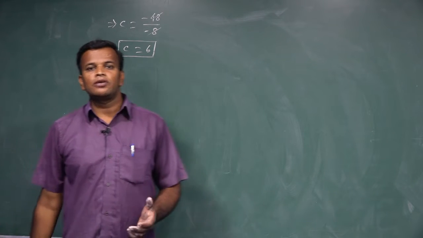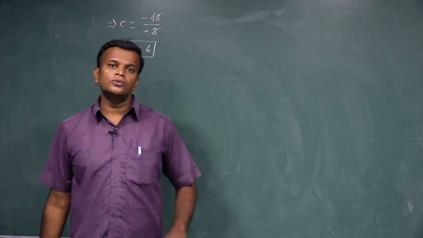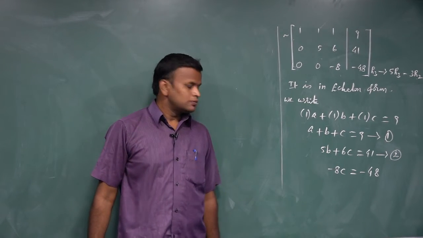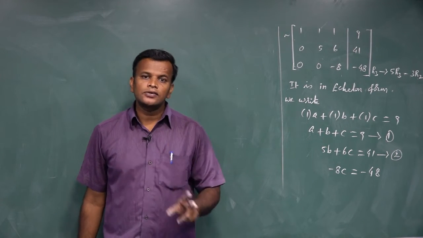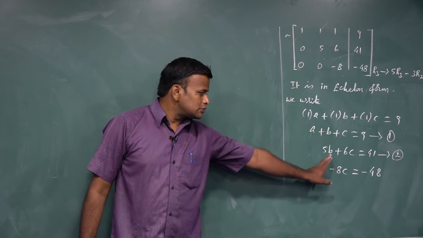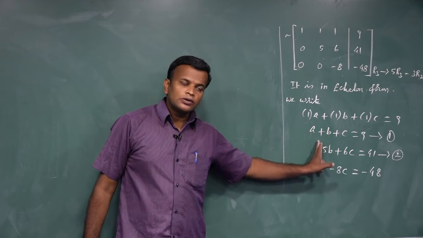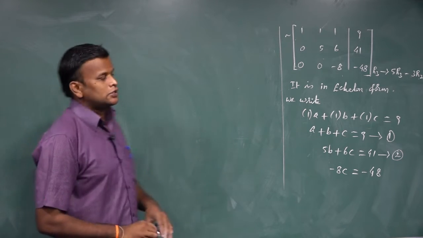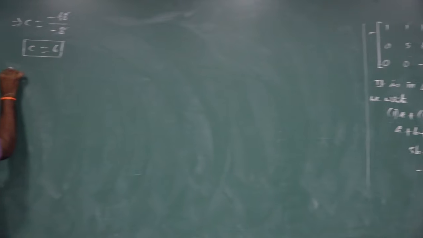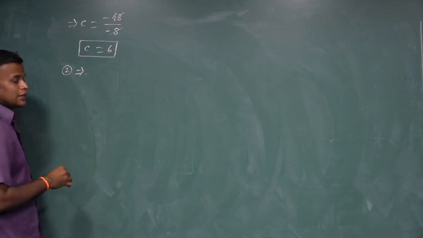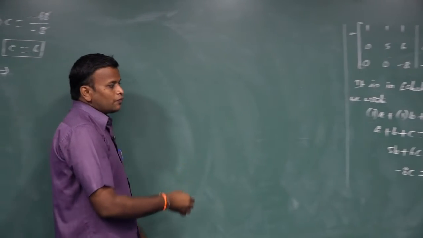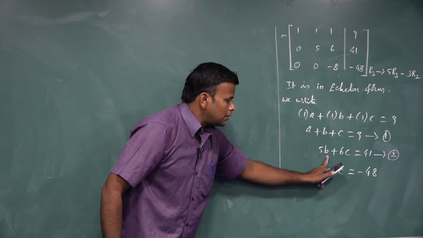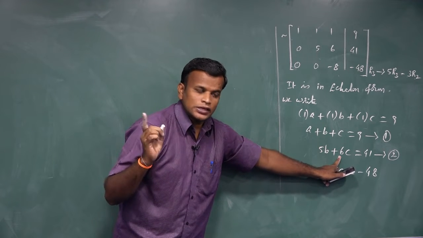The next step, to substitute the value of C in equation 1 or 2. We substitute the value of C in the first equation or the second equation. Use the second equation, because the second equation contains only 2 unknowns. The first equation contains 3 unknowns. So use the value of C in the second equation. We will take the second equation. You see the second equation starts from 5B plus 6C. So we write 5B plus 6. Now we use the value of C.